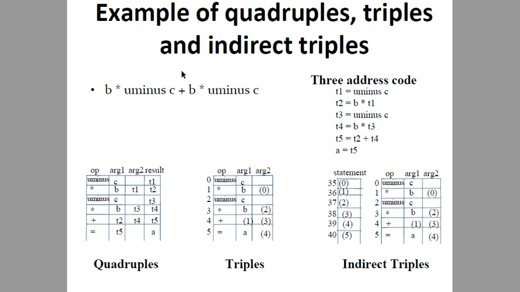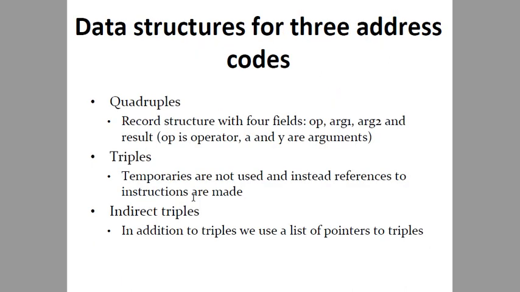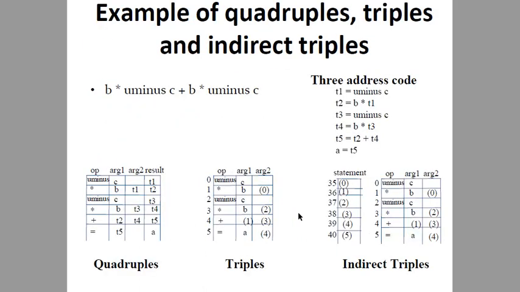See over here in the definition as written, references to temp instructions are made, meaning the addresses of the storage of those results are stored in case of triples. The temporary variables are not used. So in case of quadruples, we have used our temporary variables, but in case of triples, we have the references to our instructions, like minus C is stored in T1.